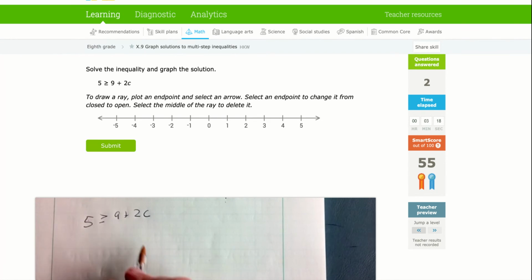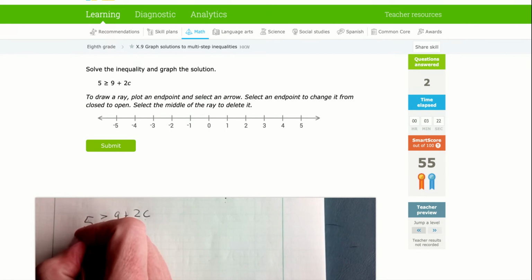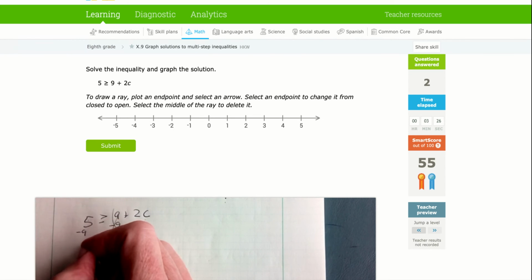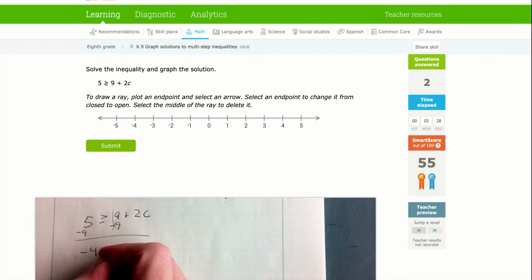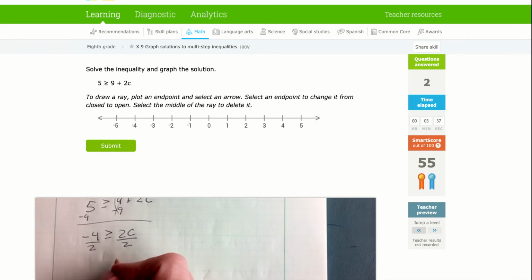Right? If I want to leave the inequality symbol where it's at, I'm going to subtract 9 from both sides. Minus 9 does not change the inequality symbol. That's going to leave me negative 4 is greater than or equal to 2c. I'm going to divide by 2. Since I'm dividing by a positive number, it does not change the inequality symbol. And then I get c is less than or equal to negative 2.